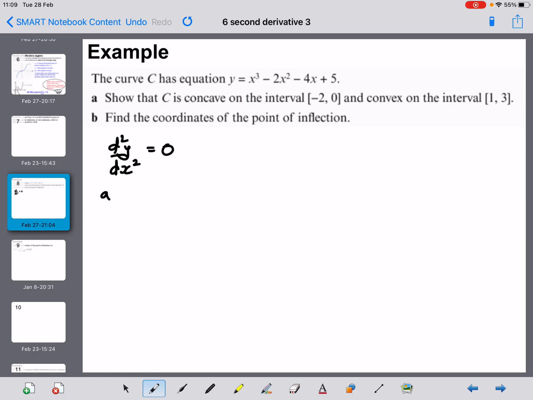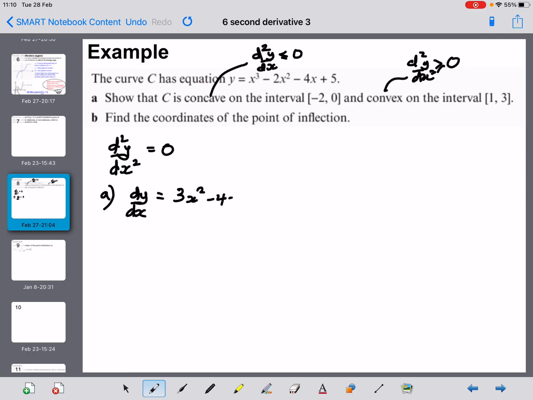Okay, so for part A, we need to show that it's concave. Where it's concave, that's where the second derivative is less than or equal to 0, and where it's convex, that is where the second derivative is greater than or equal to 0. So the first thing we need to do is get to the second derivative. If I differentiate it once, I'll get 3x squared minus 4x minus 4. And then if I differentiate it a second time, I will get 6x minus 4.